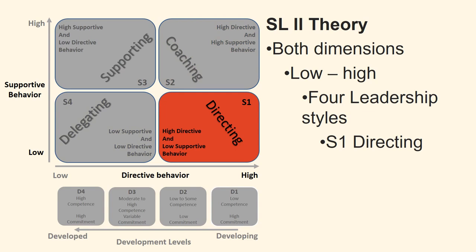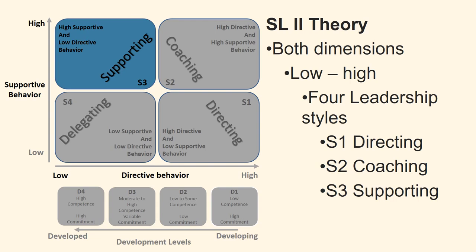Style 1, Directing, consists of high directive behaviour and low supportive behaviour. The leader provides specific direction about goals, shows and tells how, and closely tracks the individual's performance in order to provide frequent feedback on results. Style 2, Coaching, consists of high directive behaviour and high supportive behaviour. The leader explains why, solicits suggestions, encourages, and continues to direct goal or task accomplishment.